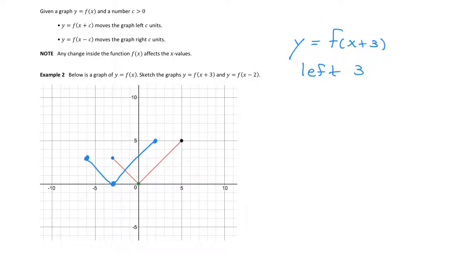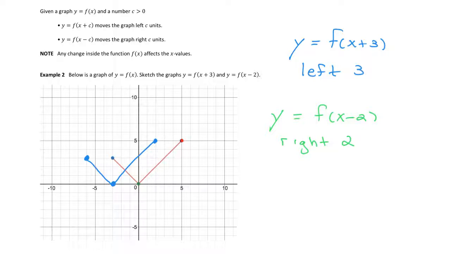Now, if we compare this to the second one, which is y is equal to f of x minus 2, again, clearly we're changing the x's because we're working with inside the function. And it might seem like the graph would go left 2 places, but in fact, this is going to go right 2 places. So let's sketch it.